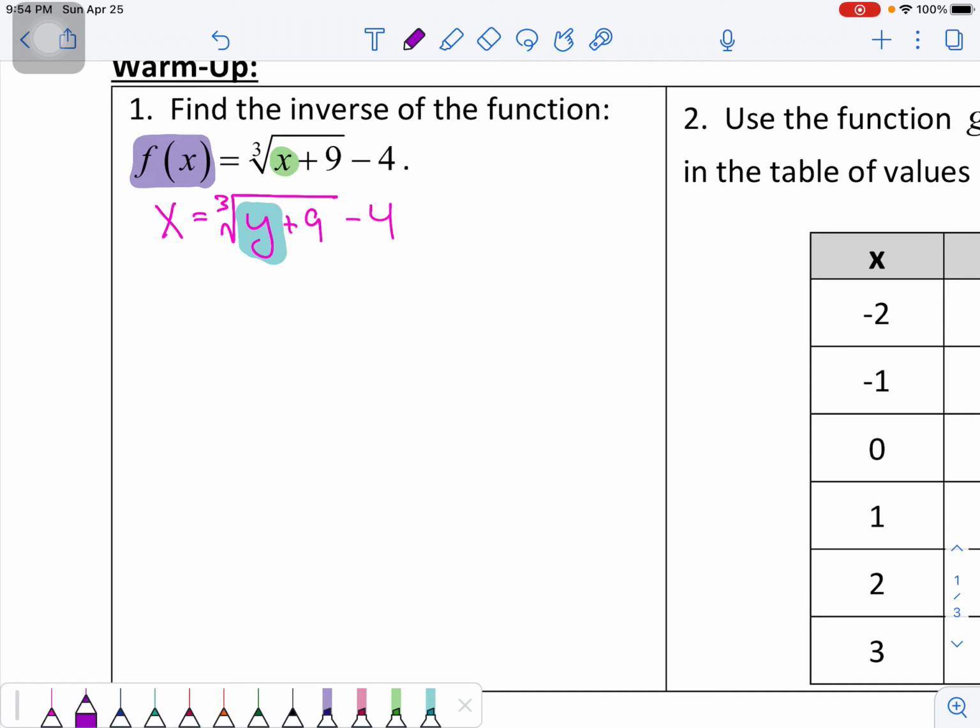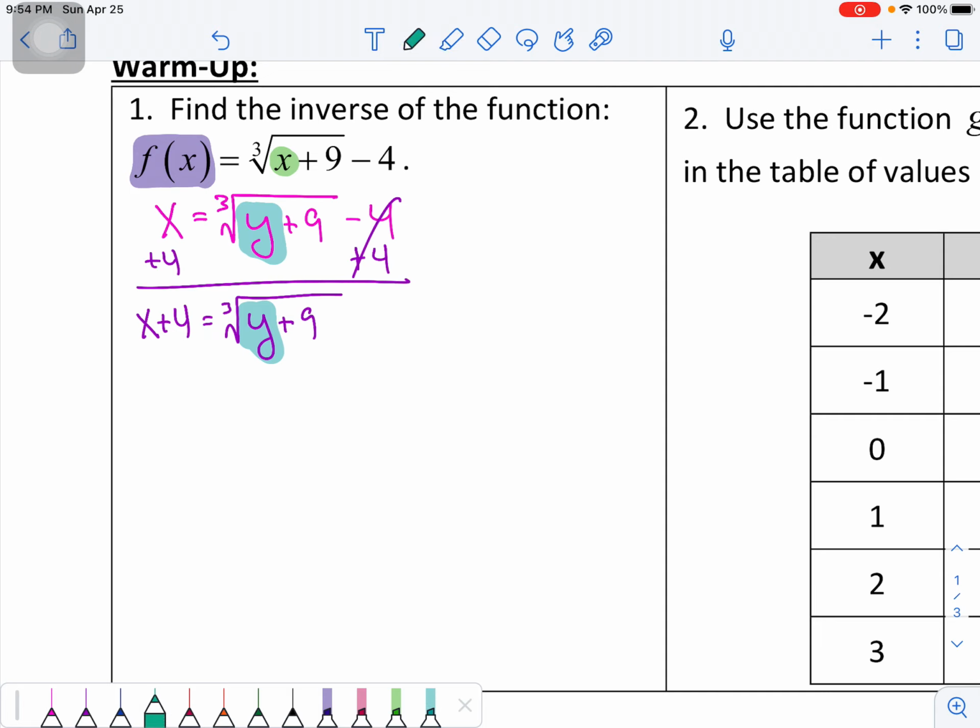All right, and there's a bunch of different ways to know how to do this. Basically, you're doing the order of operations backwards. So whatever would have happened to y, we want to undo it in reverse. So my first step is going to be to add 4. So get rid of that. I'm going to have x plus 4. Those are not like terms, so I can't combine them. So now I've got the cube root of y plus 9. And if I look, y is still not by itself. So I'm going to keep going.